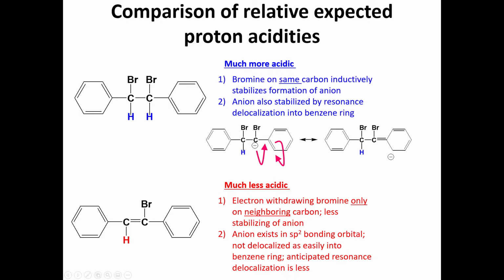So before, if we removed the hydrogen, it would be in an sp3 orbital. But if we remove it now, when it has a double bond, it'll be an sp2. And so because of that, it will not be delocalized as easily into the benzene ring. So this means resonance is not as great in the much less acidic double-bonded intermediate. So then how do we get the second elimination to form the triple bond?